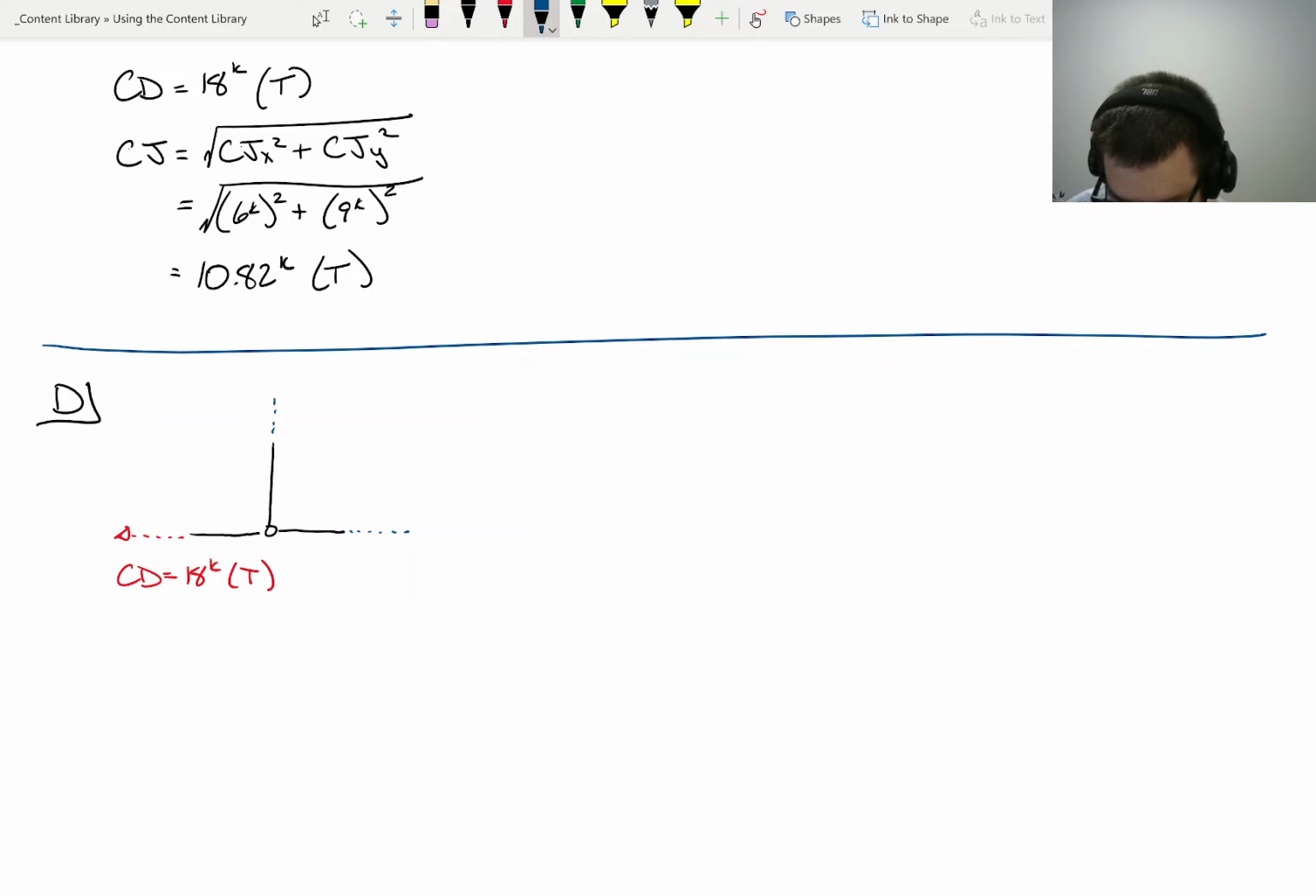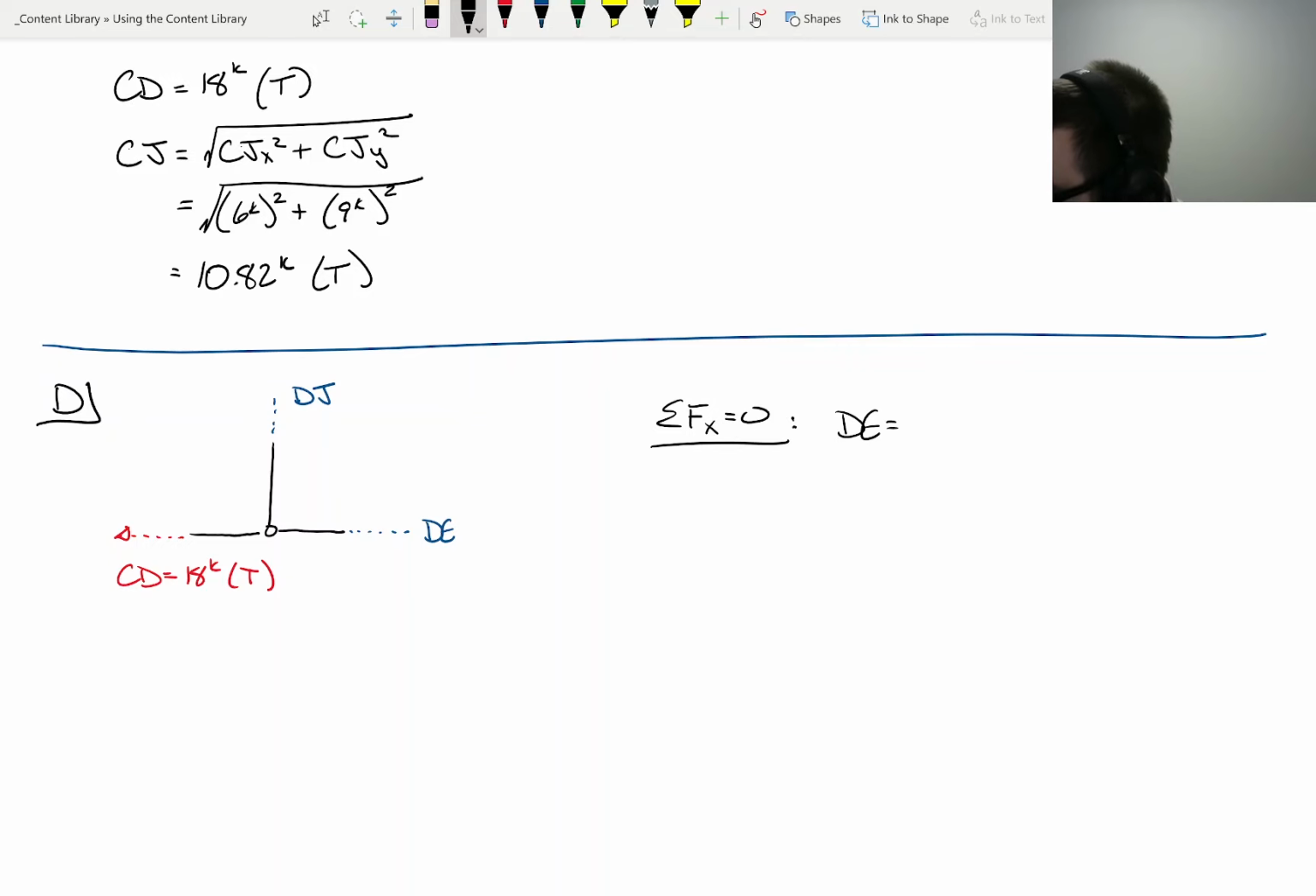Let's name those. So this is going to be DE, and this one's going to be DJ. Now, DE doesn't really matter from a problem solution standpoint because the structure is symmetric. I could have figured out DE without even looking at this joint. But even if I look at the joint, let's sum forces in the x direction. I'm getting that DE is 18 kips to the right. But I kind of knew that was going to be the case. CD was 18 kips in tension, so DE is 18 kips in tension. That's not the interesting part.